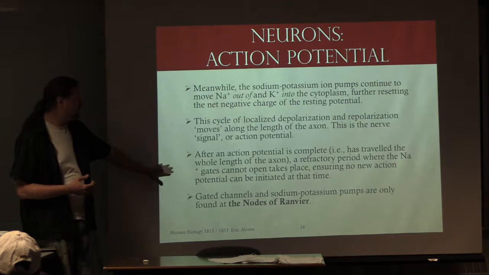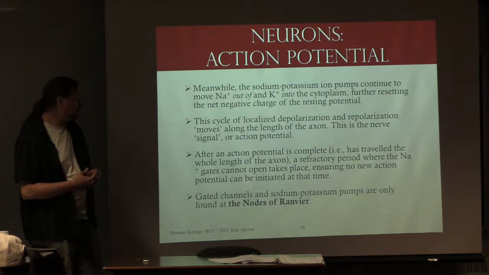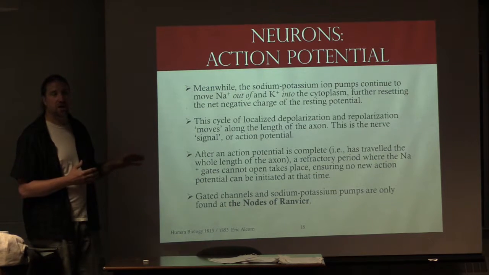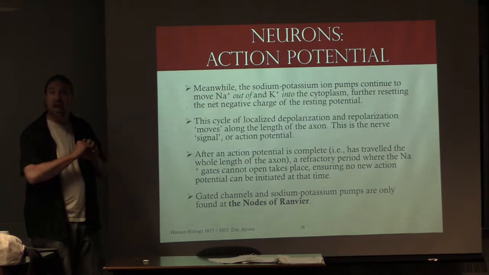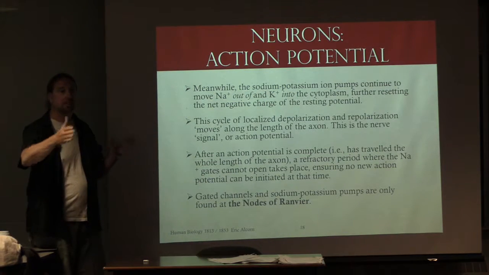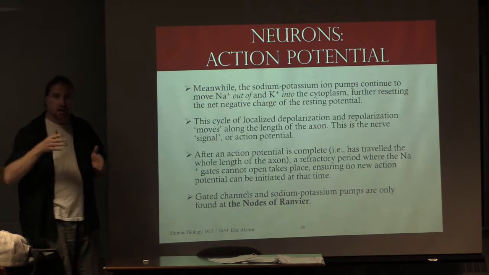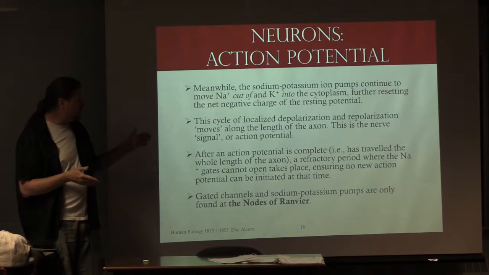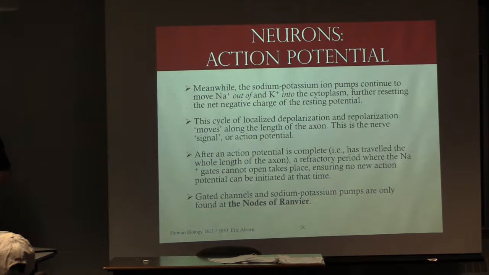As I mentioned before, once one action potential is complete, there's a refractory period where the sodium gates cannot open. And all of this takes place at those nodes of Ranvier I mentioned yesterday, in between the myelinated cells. So it cannot happen everywhere along the axon, because most of the axon is actually covered up in these myelinated sheaths. But there are gaps in between them, we saw in the first image, I think. And those gaps are called the nodes of Ranvier, and that's where all of this takes place.